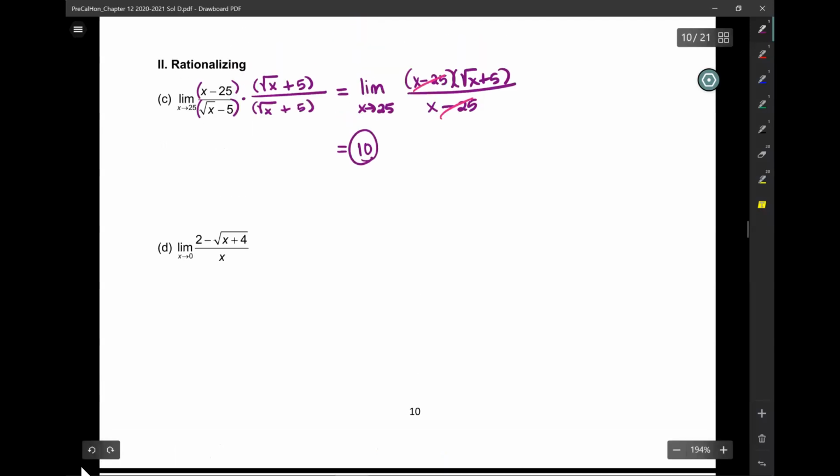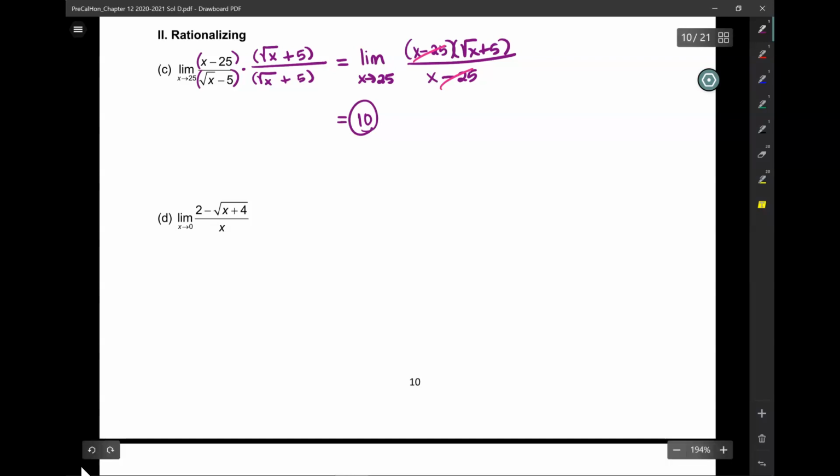So when you plug in x equals 0 here, you get 2 minus root 4, which is 2, over 0, 0 over 0. And whenever you get 0 over 0, that's called indeterminate form. And you have to do some algebra in order to get rid of the situation that gave you that problem. So we're going to multiply this by the conjugate.